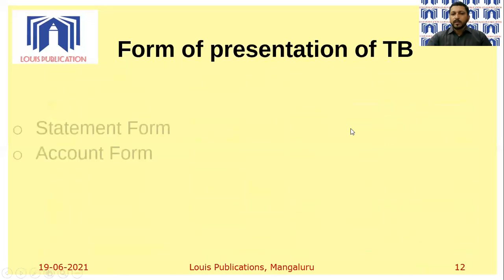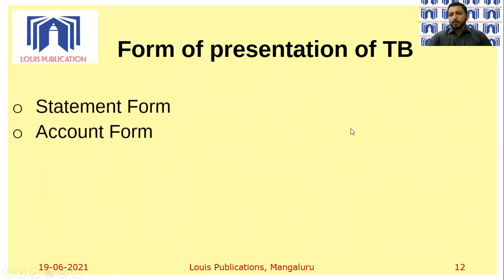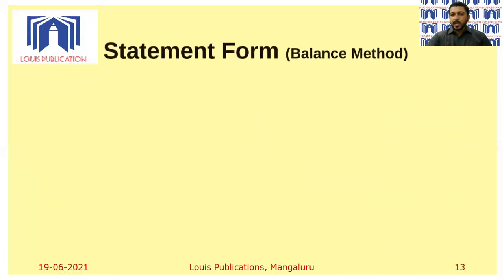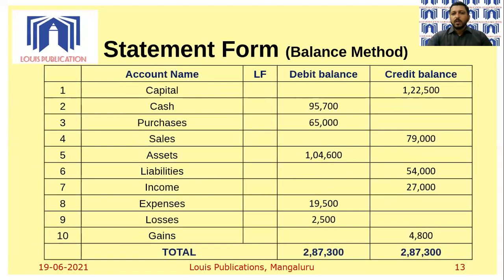So let's look at the presentation of trial balance under statement form. I've taken the same numbers. I've just used balance method. I could have used total method also. So just the statement form. We have the serial number column. We have the account name. We have the ledger folio column. Ledger folio column, on which page number is capital account prepared, which page number is cash account or purchase account or sales account prepared. Remember this. So those page numbers in the ledger book will be recorded over here.